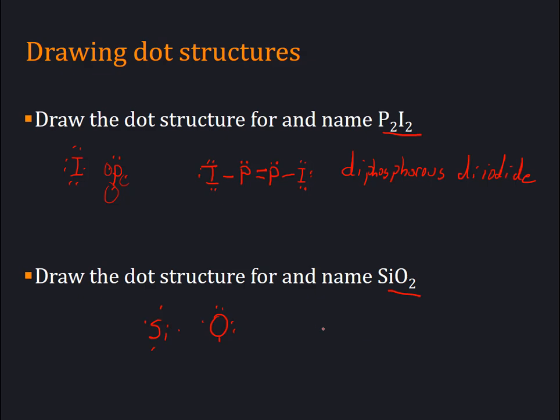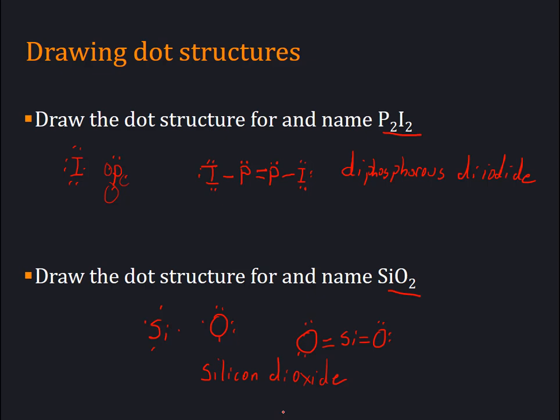This is O2, so I'm going to go ahead and say, okay, well, oxygen can make 2 bonds. It'll make those 2 bonds to a silicon atom, which can make 2 more bonds. It'll make those 2 bonds to my last oxygen atom. And now I have 8 valence electrons on everything. And this is silicon dioxide. Remember, we don't use mono for the first element.